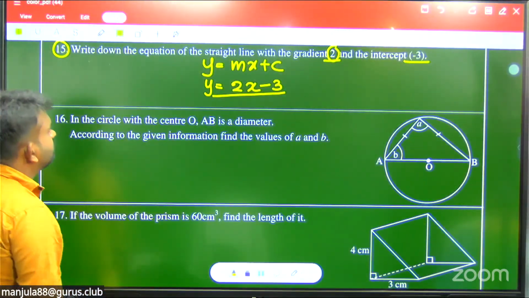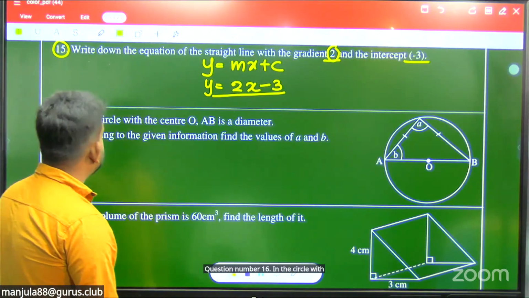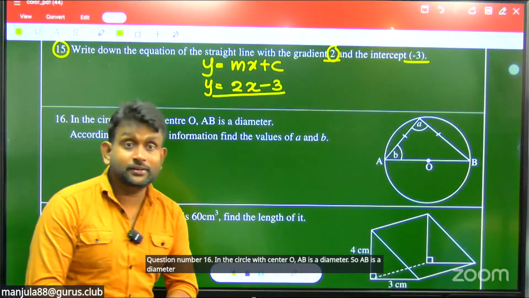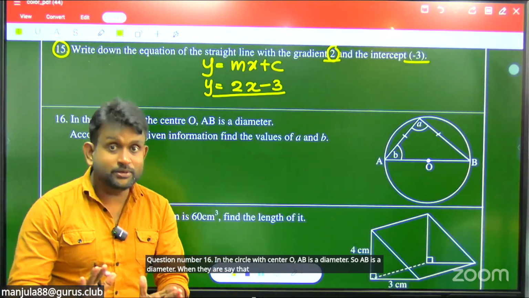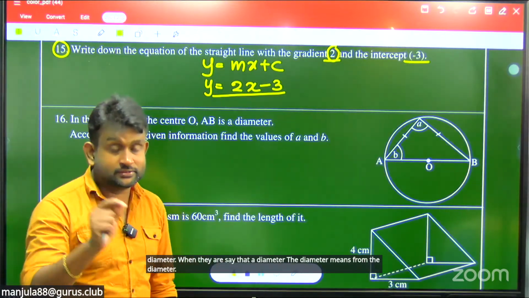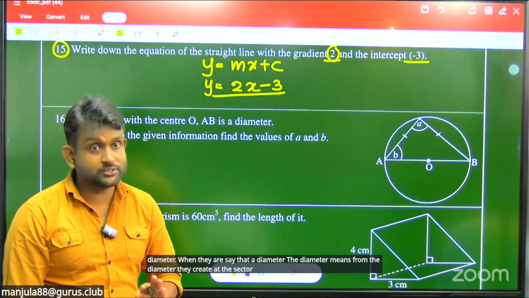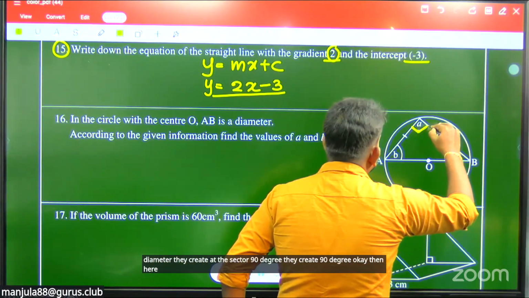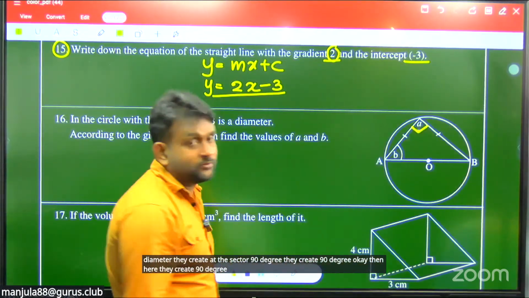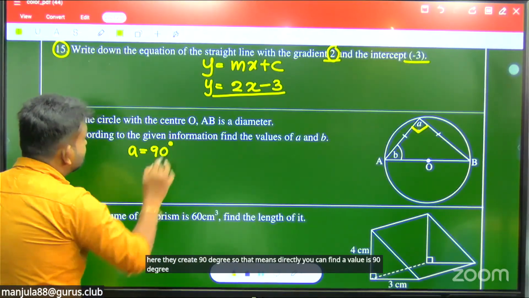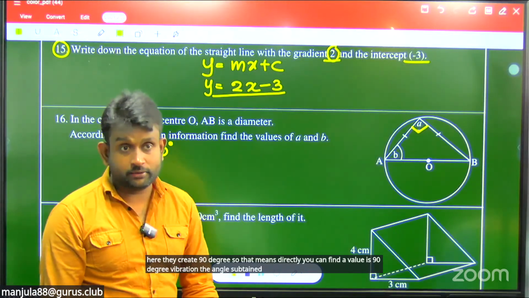In the circle with center O, AB is a diameter. When they say that, the diameter creates a 90 degree angle at the circumference. So directly you can find that angle A is 90 degrees. Why? The reason is that the angle subtended by a diameter is 90 degrees.